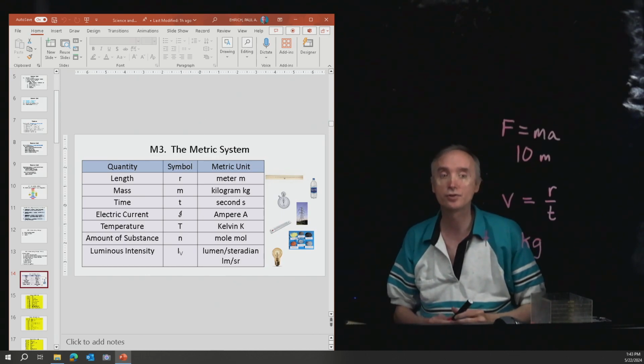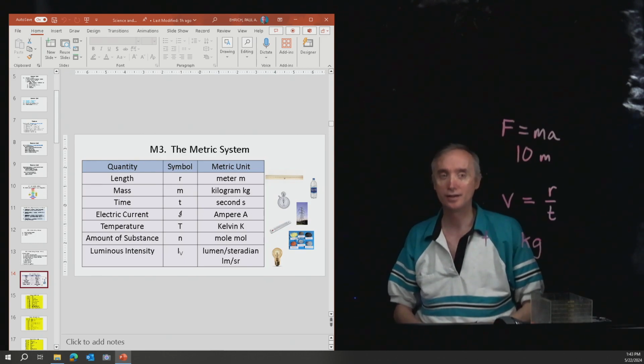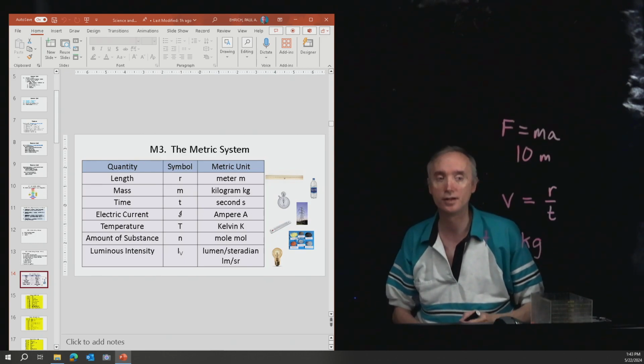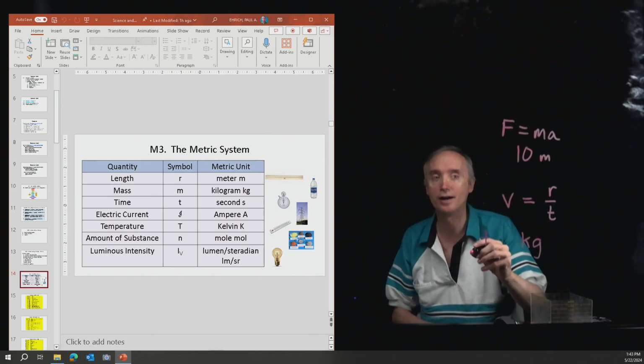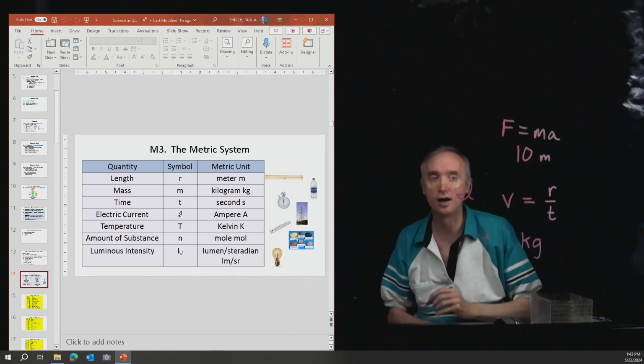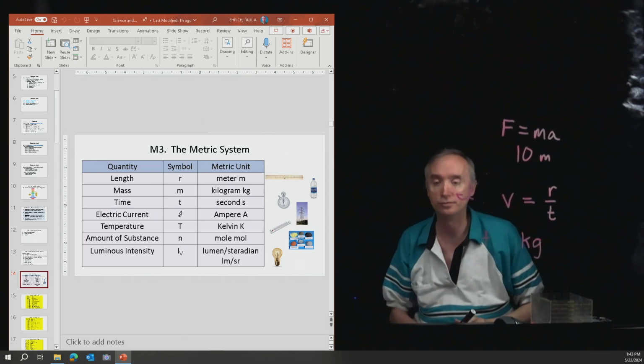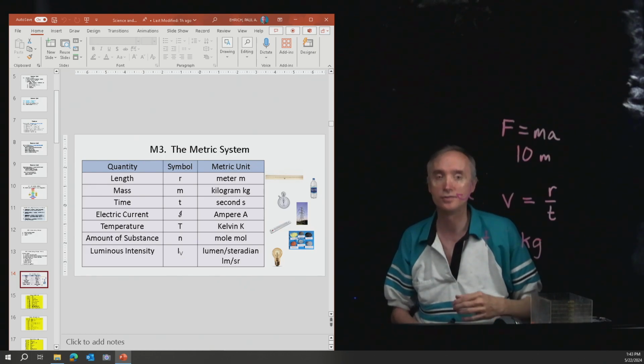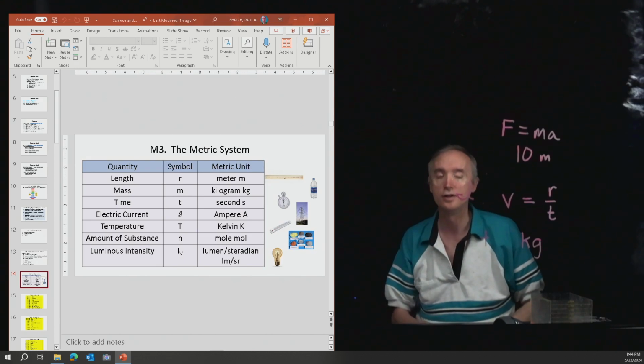Then the official metric unit for time is going to be the second. Okay, then you got electric current. Now I abbreviate electric current with an I, and I like to use a cursive I. You don't have to, but anything that is electrical in nature, I tend to use a cursive letter to represent that. So what is electrical current?